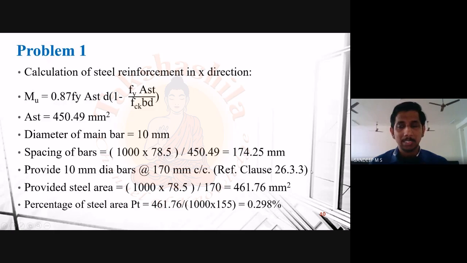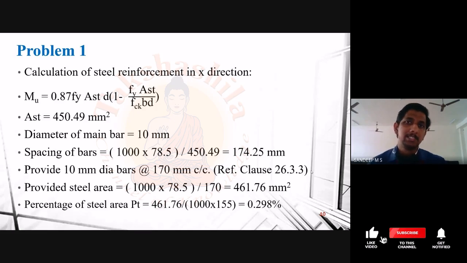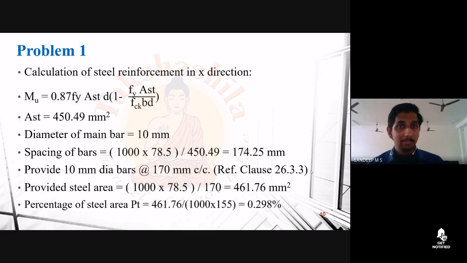Again, this clause 26.3.3 was regarding the maximum spacing of the bars, and we have some conditions regarding maximum spacing for primary reinforcement. Please remember, we had primary reinforcement and we were having secondary reinforcement in the case of one-way slab. But in this case, we will be having main reinforcement in both the directions. So there is no question of secondary reinforcement. Okay, so here we are providing 10 millimeter diameter bars at 170 millimeter center to center. Now the provided steel area can again be calculated. These things we have already done, so I don't think more explanation is needed here.